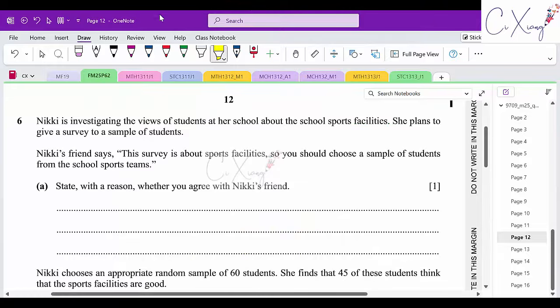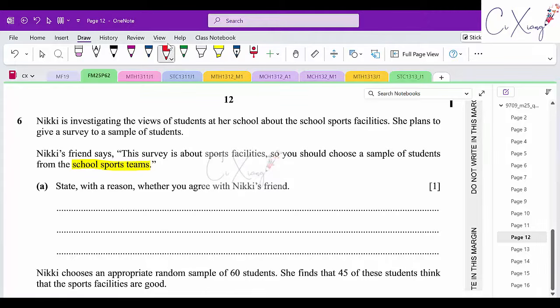Alright, so we are now at question number 6, and this is the last question for this paper. Nikki is investigating the view of students at her school about the school sports facility. She plans to give a survey to a sample of students. Nikki's friend said that, since this survey is about sport facilities, she should choose a sample of students from the school sports teams. State with a reason whether you agree with Nikki's friend.